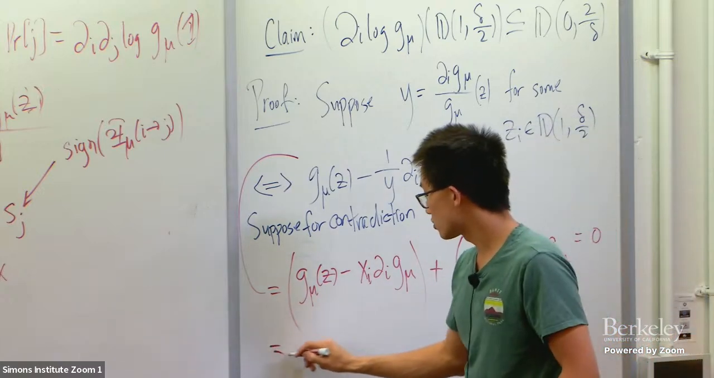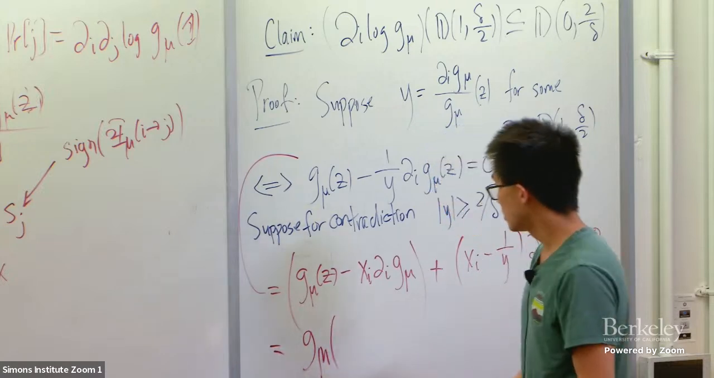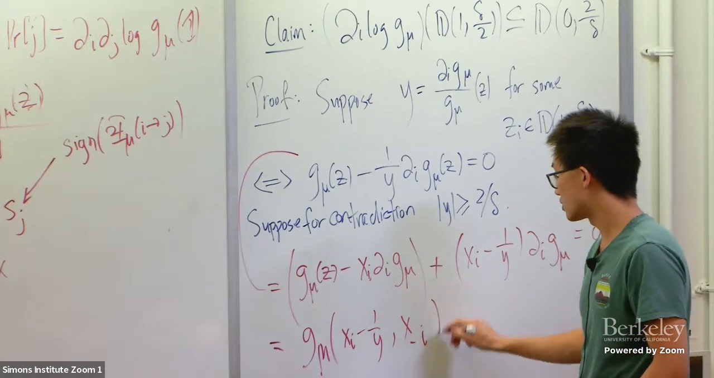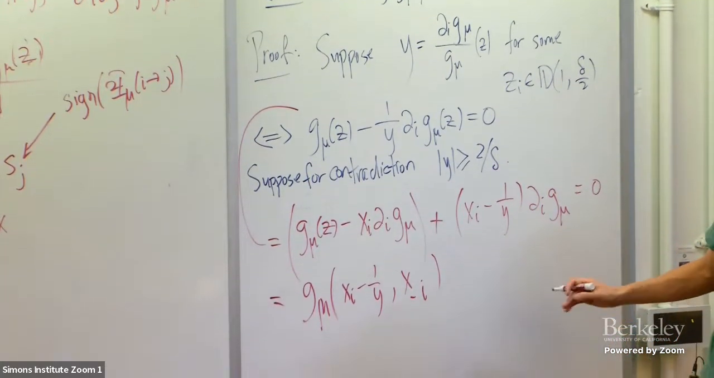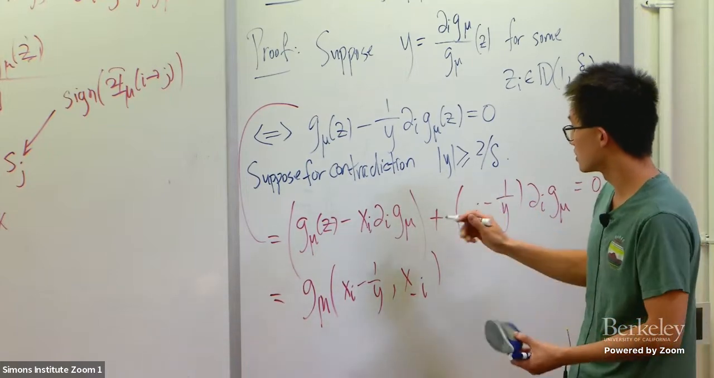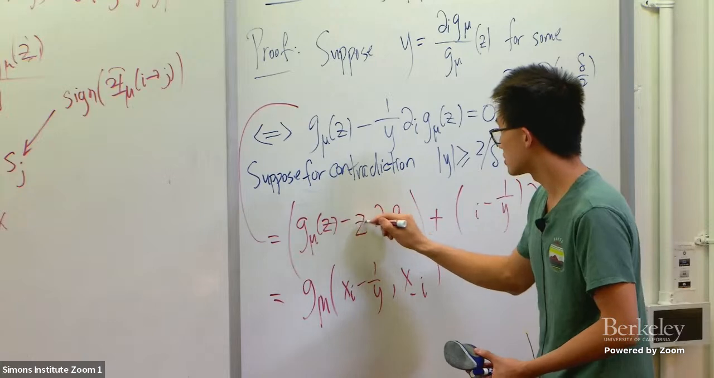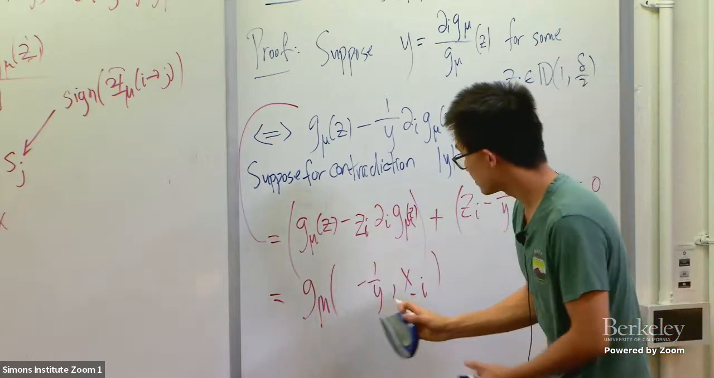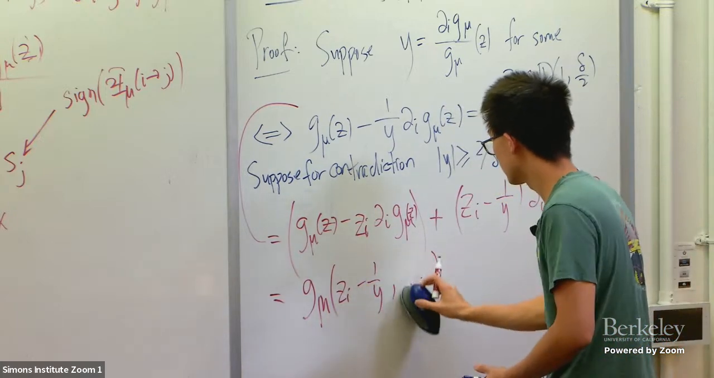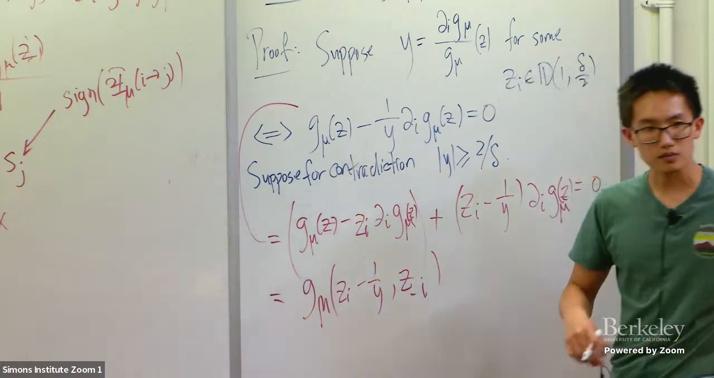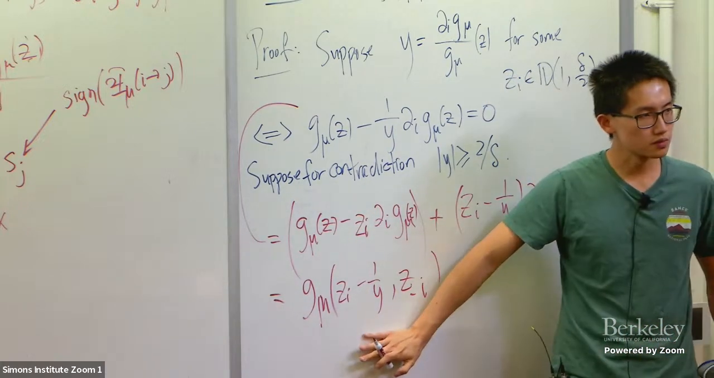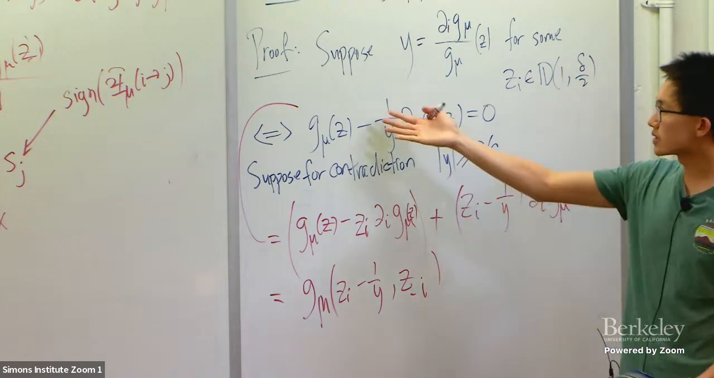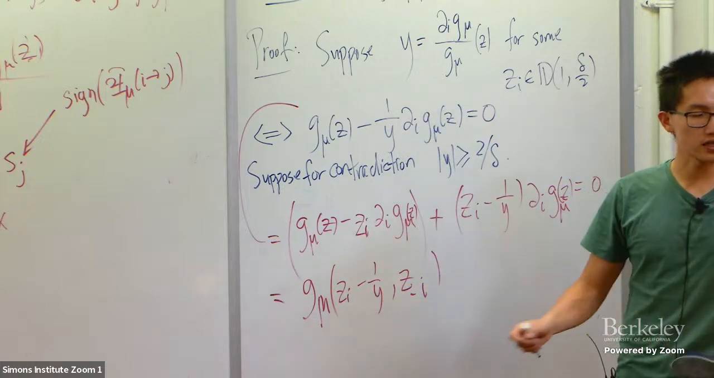Think of this as being exactly equal to g mu. For now, I have xi minus 1 over y, and then I've left all the other variables untouched. Sorry, I should not put x. Can everyone see this? Is this too low? Okay, so I've basically rewritten this polynomial as just an evaluation of my original polynomial at a slightly different point.